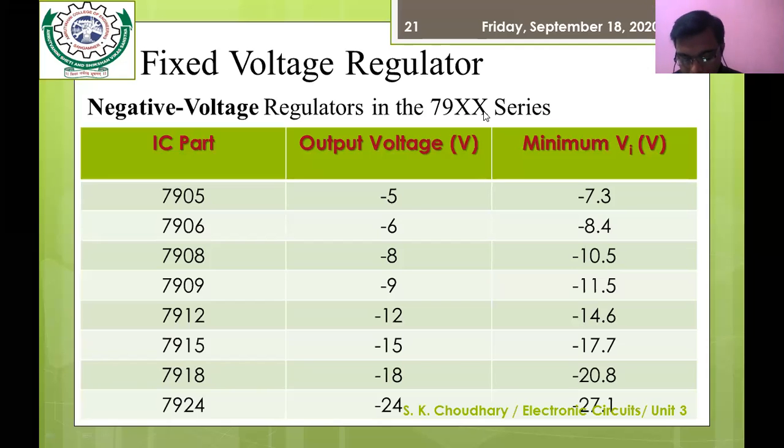Okay. This table indicates the fixed output voltage produced, and these are some actual IC numbers available in the market. You can use these ICs, positive voltage regulator or negative voltage regulator.